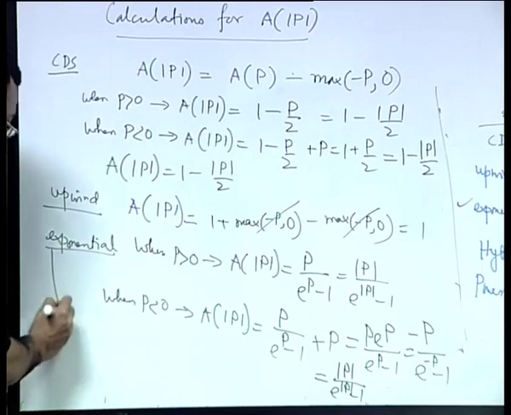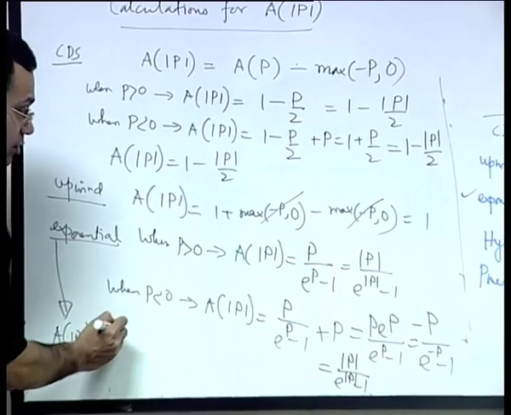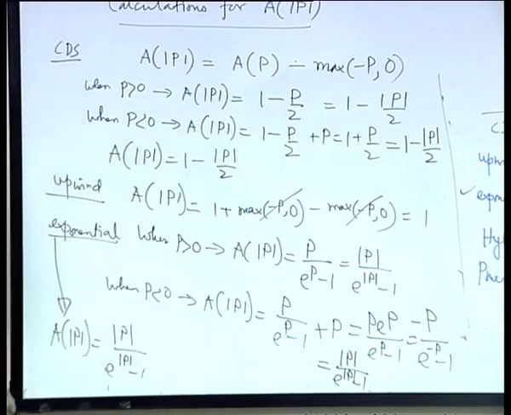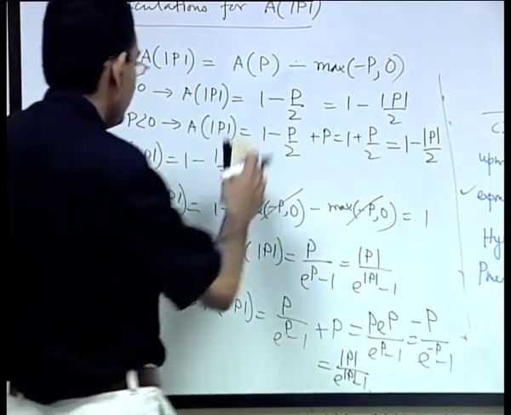So, for the exponential scheme, the general A of mod p is mod p by e to the power mod p minus 1. Okay. Next, let us consider the hybrid scheme.